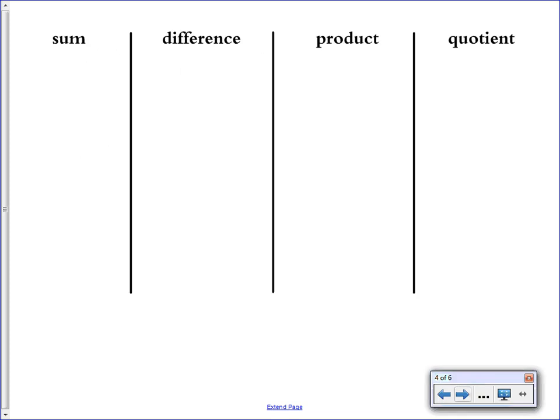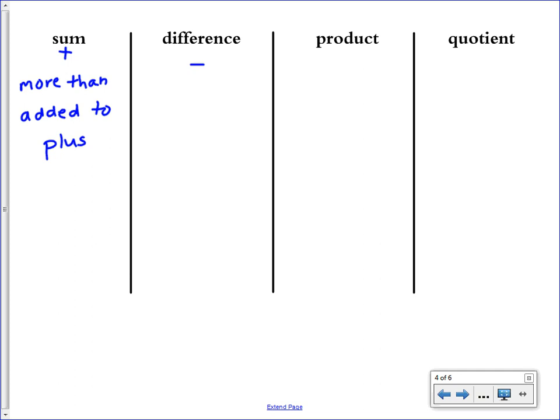There are many other words that you might see that mean the same things as sum, difference, product, and quotient, so you should become familiar with them. So sum is addition. You might see more than. More than is the same as saying addition. You might see added to. You might see plus. You might see greater. Okay, so those are all words that also mean sum.